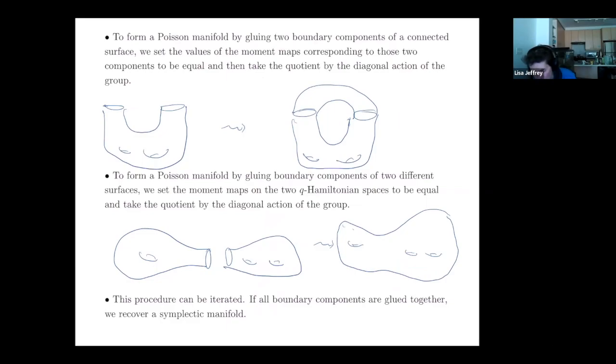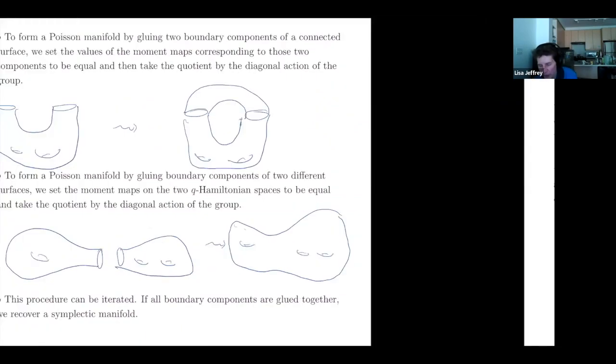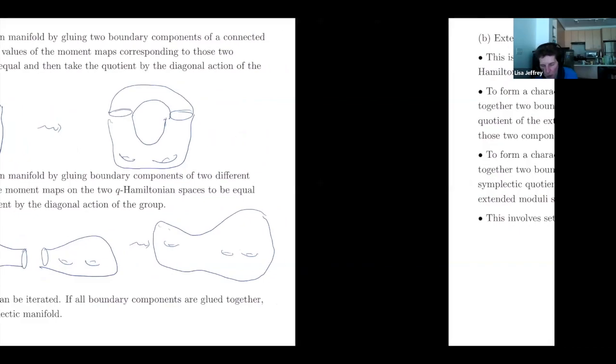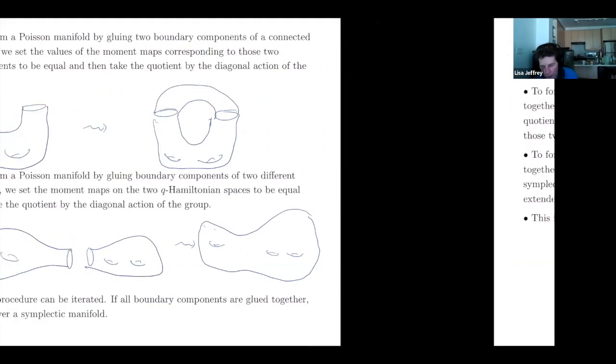To form a Poisson manifold by gluing together boundary components of two different surfaces, we set the moment maps of the two quasi-Hamiltonian spaces to be equal, and then take the quotient by the diagonal action of the group. This procedure can be iterated, and if all the boundary components are glued together, then we recover a symplectic manifold. So this gives an explanation, partially, of where the capping fits in.